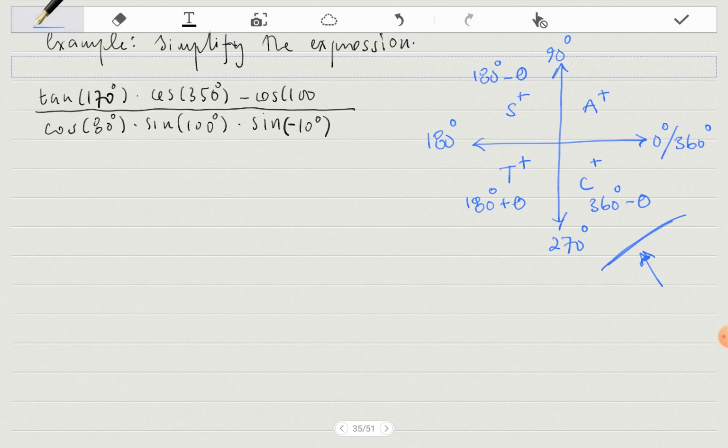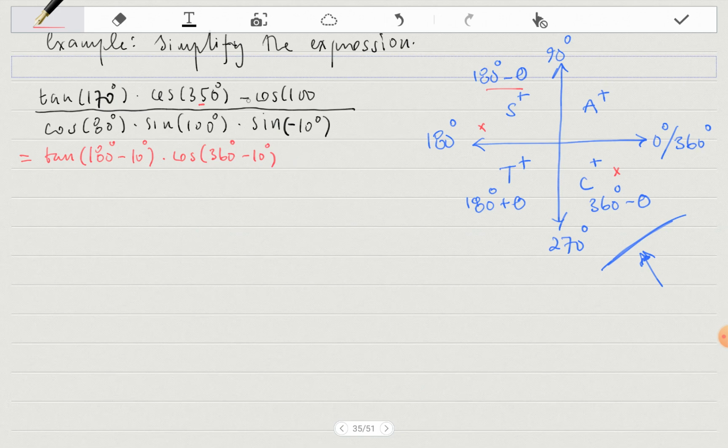So tan of 170 degrees. The first thing we ask ourselves is which quadrant does it fall in? 170 degrees falls in the second quadrant because it's less than 180. So let's apply the reduction: that would be tan of 180 minus 10 degrees. Then we've got cos of 350. Which quadrant does that come in? The fourth quadrant. That's going to be cos of 360 degrees minus 10. We're all clear on that.